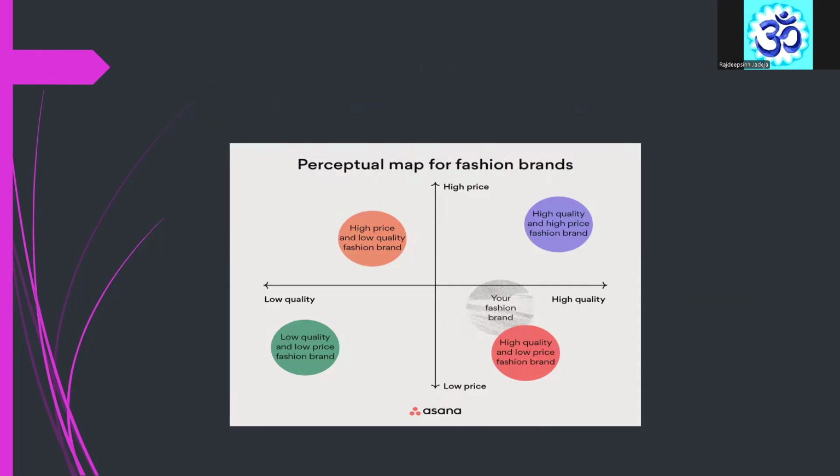So here is a perceptual map for a fashion brand. On this side, you can see the tomato one, which is the high price and low quality fashion brand. Then the second one in purple, which is high quality, high price fashion brands. Below it, there is the white and red one, high quality and low price fashion brand, and the green one is a low quality, low price fashion brand. So based on this, we can map the perception of a consumer.